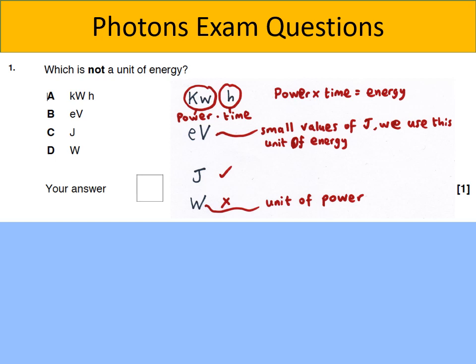The second one is also a unit of energy that we learned about during the sessions. For very, very small values of joules, much less than 1 joule, we use the unit of energy electron volts. And as we know, C is also a unit of energy, joules. Watts is the unit of power, so D is the correct answer.